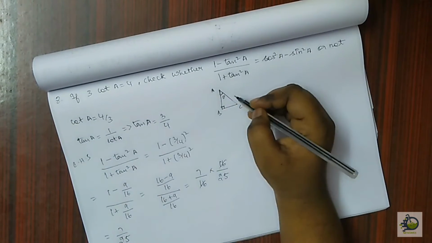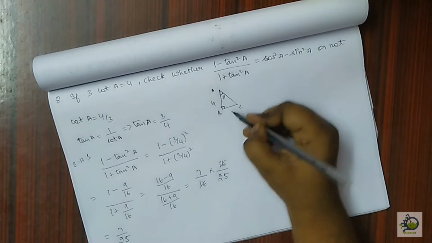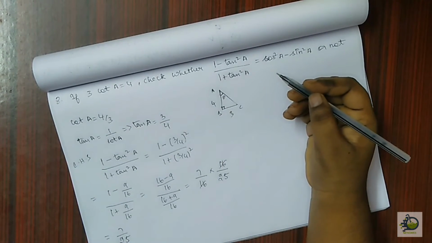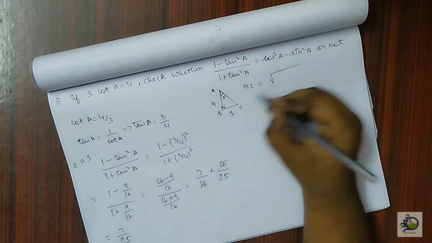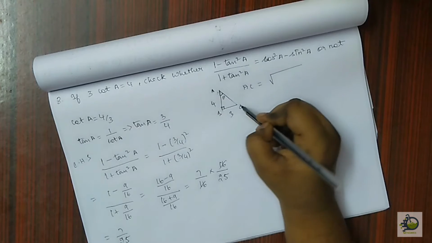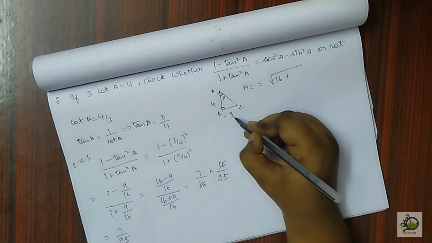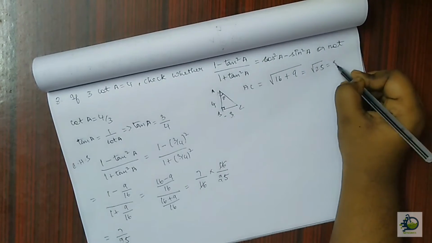So cot A is adjacent by opposite, so it must be 4 by 3. Now we are in need of AC. For that we can use Pythagoras theorem. So AC will be equal to root of AB square plus BC square. So AB square is 16 and BC square is 9, which is root of 25, which is equal to 5.